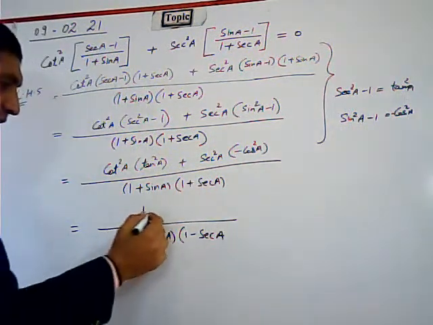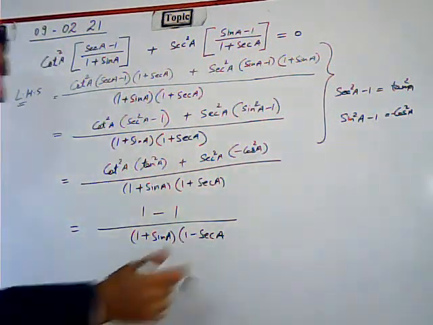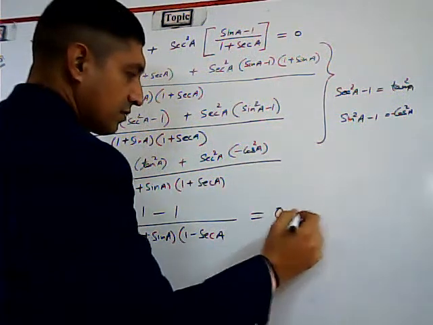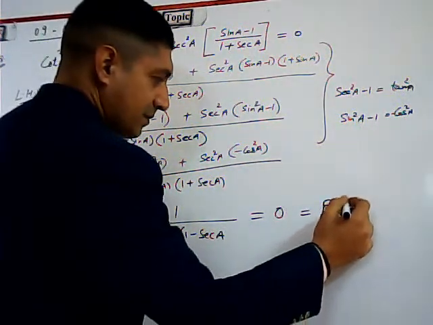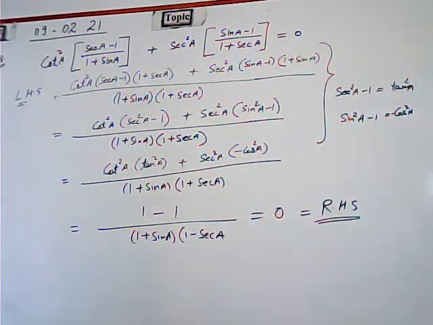So here we have 1 minus 1, that is 0, right? Which is equal to your RHS, right? This is equal to your RHS. Okay, so this is the question here.